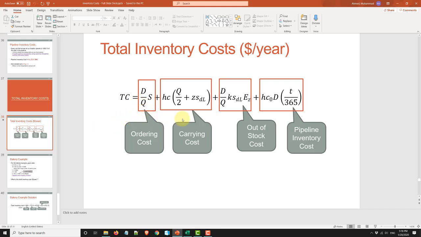So whenever you order from the supplier, do you order 1,000 units? Do you order 2,000 units? Do you order 10,000 units? That batch size or order size is going to be Q.